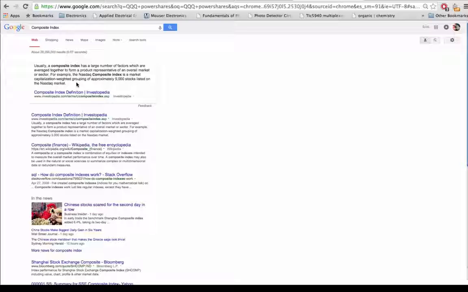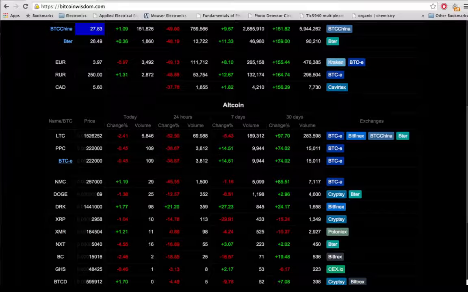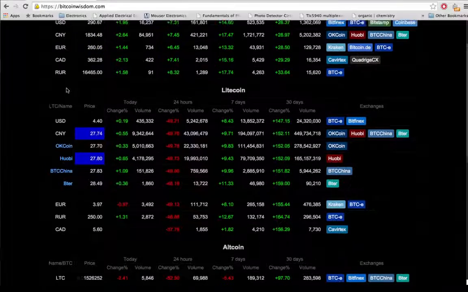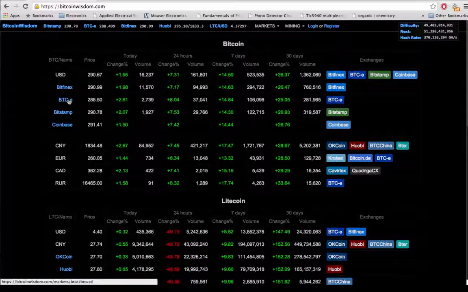I'm stating right now that Bitcoin should be your indication as like a composite index for all other alts. You might see them dip down whenever Bitcoin is going up, but don't be scared. They're going to go back up. You should be buying on these dips. Look, let's go look at Bitcoin USD.